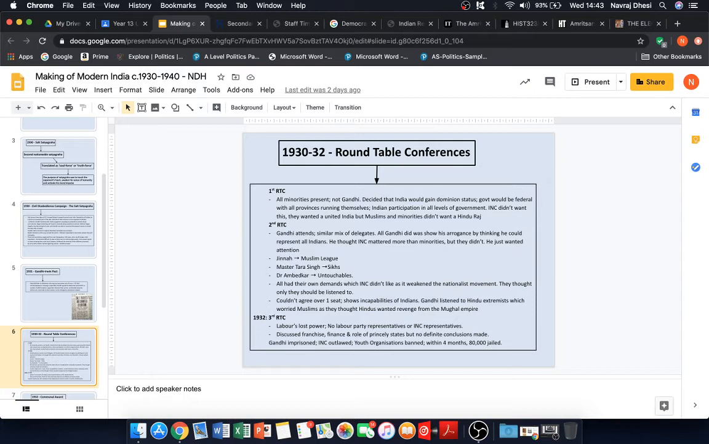He thought that the Indian National Congress mattered more than minorities. Okay, but they didn't. He just wanted attention at this time. So Jinnah was a representative of the Muslim League, Master Tara Singh was a representative of the Sikhs, and Dr. Bhimrao Ambedkar was the representative of the Untouchables. Now, they all had their own demands, which the Indian National Congress didn't like, as it weakened the nationalist movement. And Congress were arrogant in the sense that they thought that they should be the only ones that should be listened to.